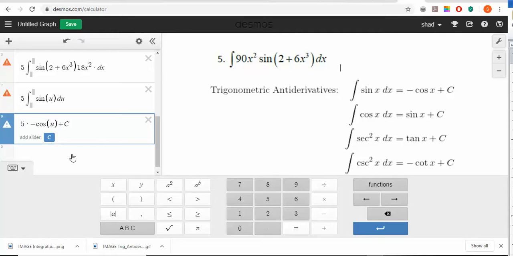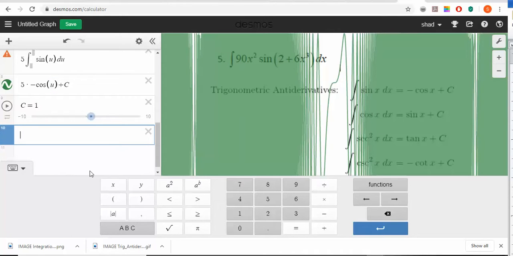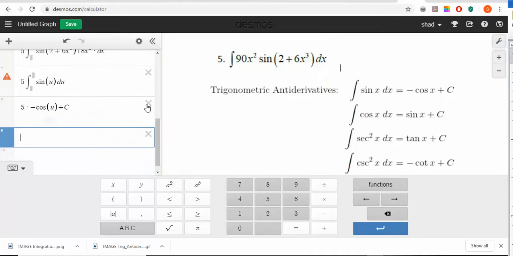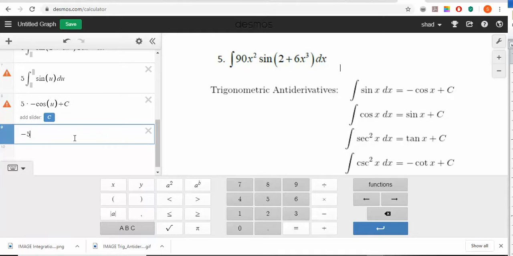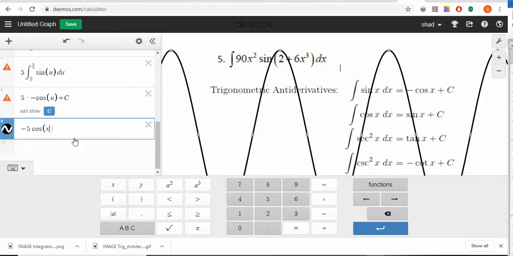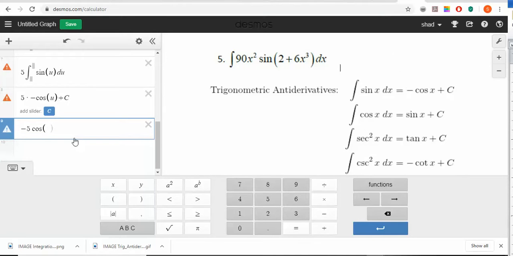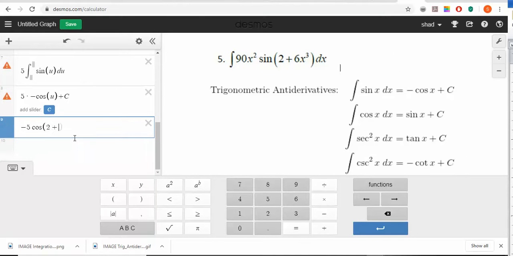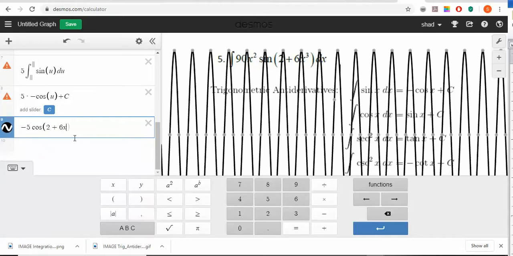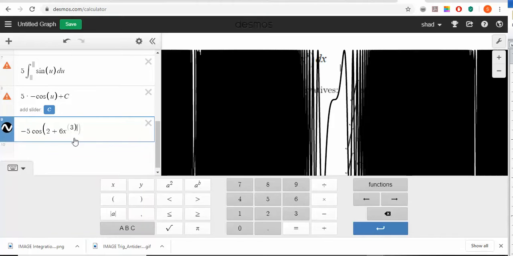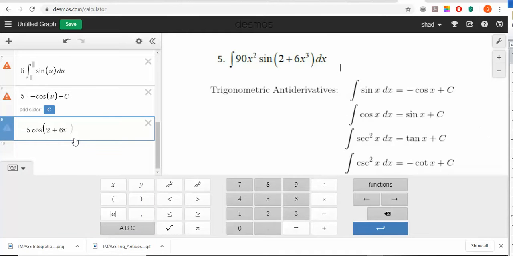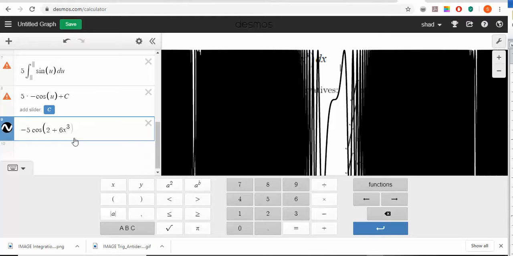Okay, now when we start talking about solving for a specific integral value, we can deal with that. But at this point, I'm ready to say this is negative 5 cosine of u. Well, what was u again? u was 2 plus 6x to the third power. Okay. And then that would be a way that we could use the math editor.